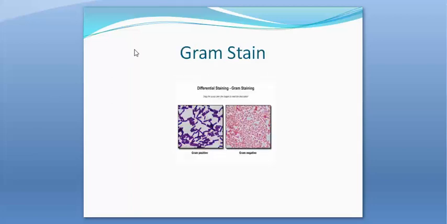Here we have a basic gram stain slide with gram-positive rods on the left and gram-negative cocci on the right. As you'll note, typically the gram-positives will stain a darker purple color, while the gram-negatives will not take up the purple stain and typically stain a red color.